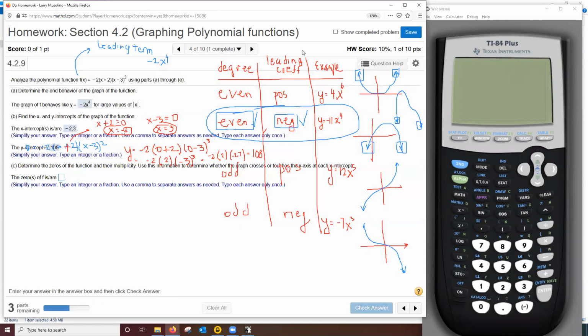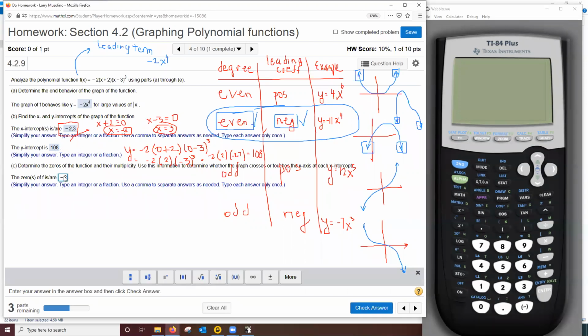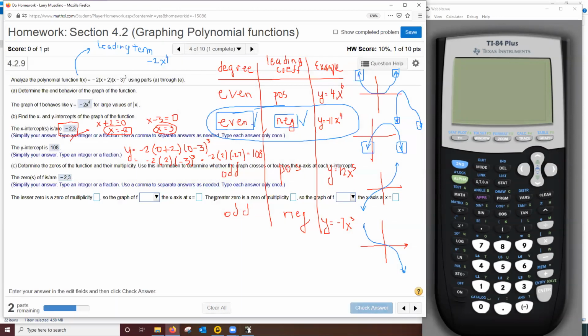What about the zeros of the function? Well, keep in mind the zeros are exactly the same as the x-intercepts. So because we said the x-intercepts are negative 2, 3, the zeros are going to be exactly the same. So negative 2, 3 for the zeros. And remember, the zeros are asking you what x values have the y value equal to 0. And of course, that's exactly the way you find the x-intercepts. You let y equal 0.